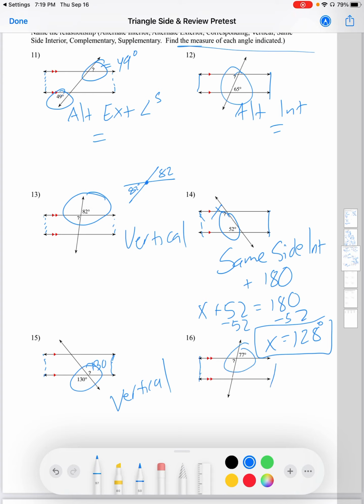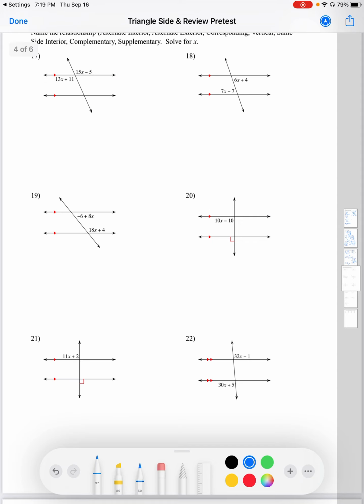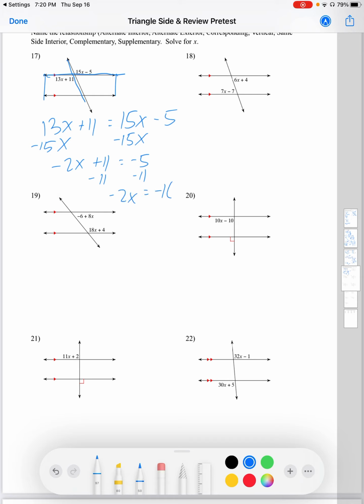These are vertical angles here, so those would be equal. These also vertical angles, because of that. So 13x plus 11 equals 15x minus 5. You got to get your x's to one side. So subtract 15x. Gives you negative 2x plus 11 equals negative 5. Subtract 11. Negative 2x equals negative 16. Divide by negative 2. X is 8. And here, all they want you to do is solve for x.